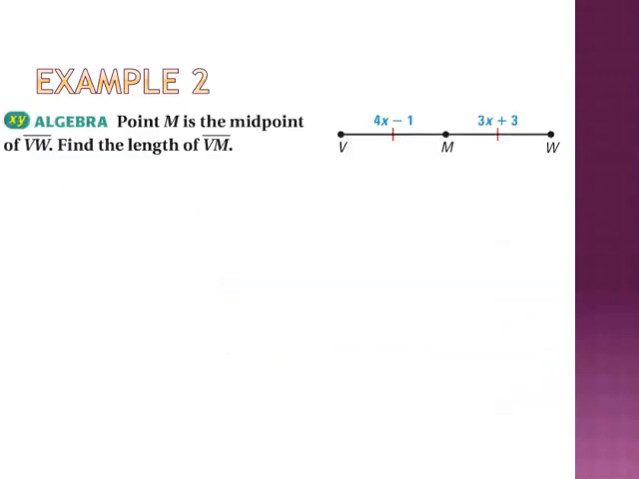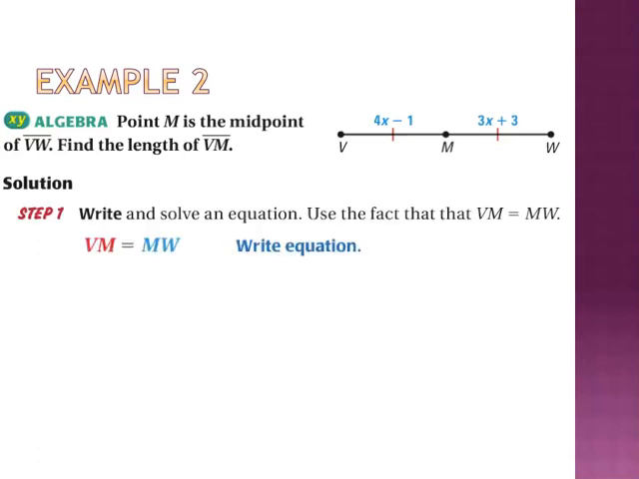Point M is the midpoint of VW. Find the length of VM. Okay, you can see here in our diagram that our point M, which we're told is the midpoint, bisects our line segment VW. You can see that we've used tick marks here to indicate that VM and MW are equal to each other. We can start by writing an equation to solve. So, because we know VM is equal to MW, and we know that those are represented by 4x minus 1 and 3x plus 3, we can substitute for those in the equation.